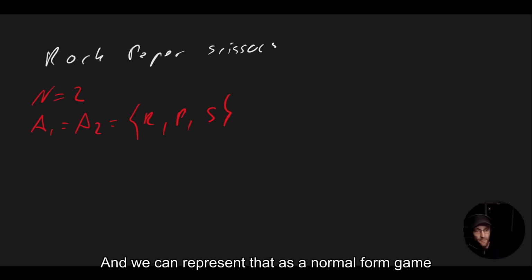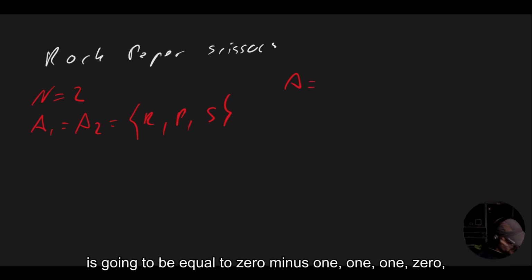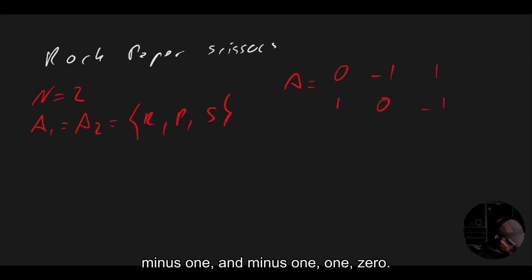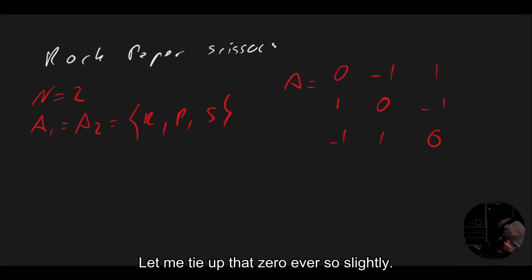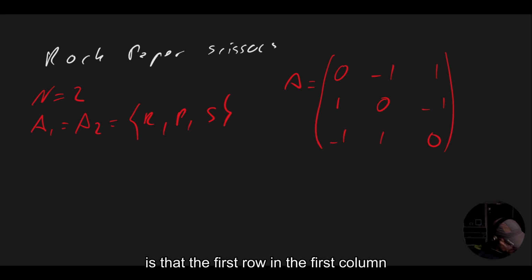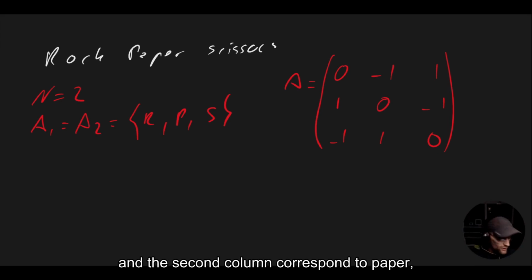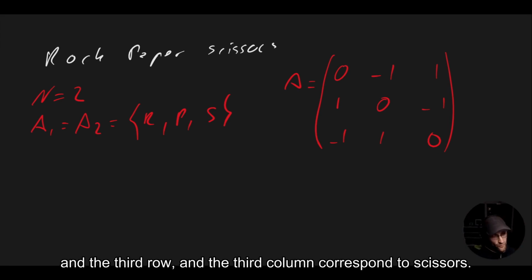And we can represent that as a normal form game where we can say, okay, matrix A is going to be equal to 0, -1, 1, 1, 0, -1, and -1, 1, 0. Let me tidy up that 0 ever so slightly. There we go. And so what we have there is that the first row and the first column correspond to rock, the second row and the second column correspond to paper, and the third row and the third column correspond to scissors.